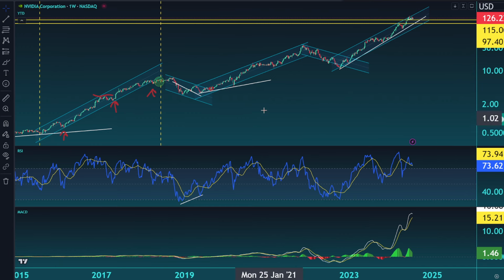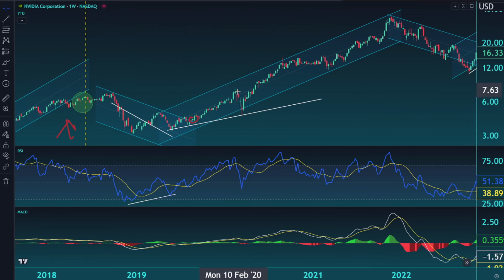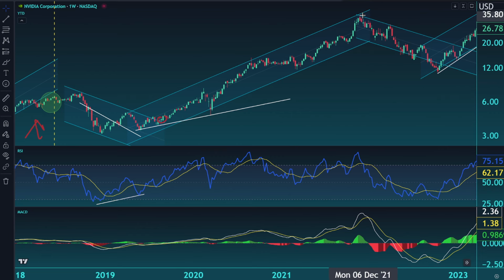Obviously the difficult part is when to do it, because right here, especially in huge uptrends, it's going to be difficult to find the best spot. But obviously, look at that. This area is a good time to sell, this area is a good time to sell the stock, and this area is a good time to sell the stock as well.